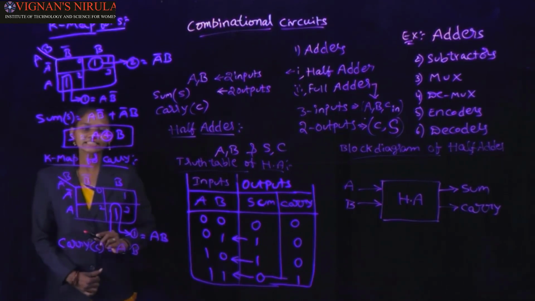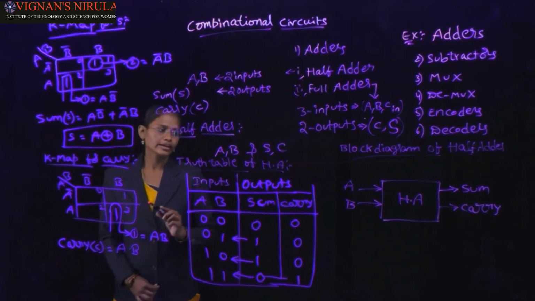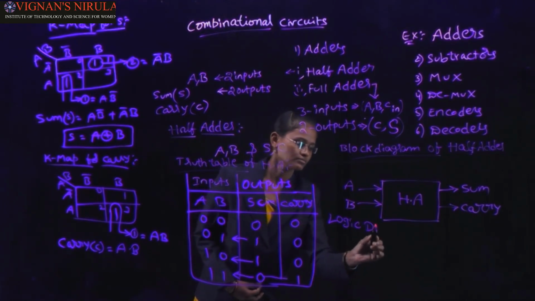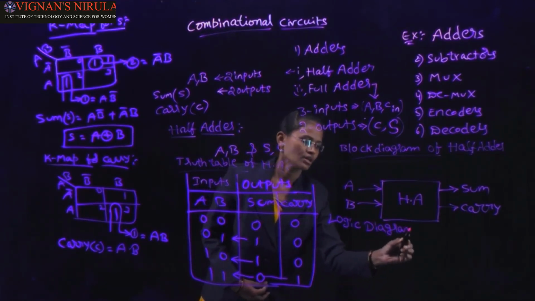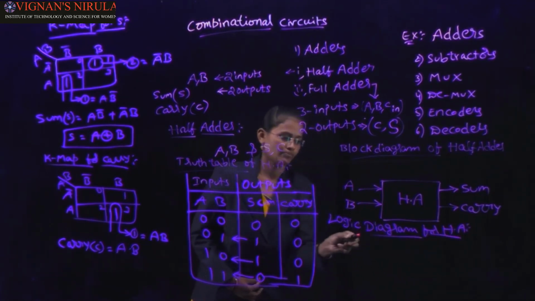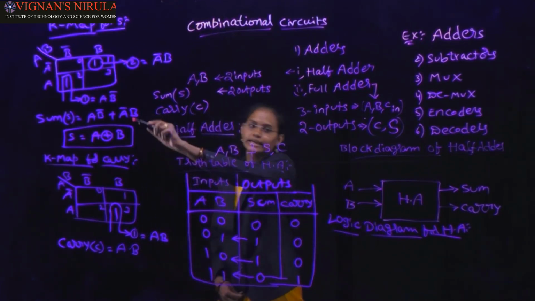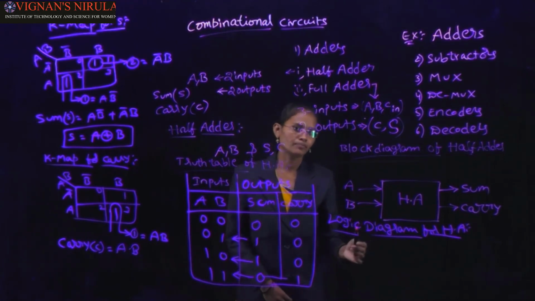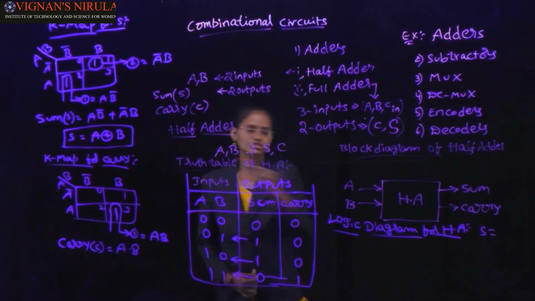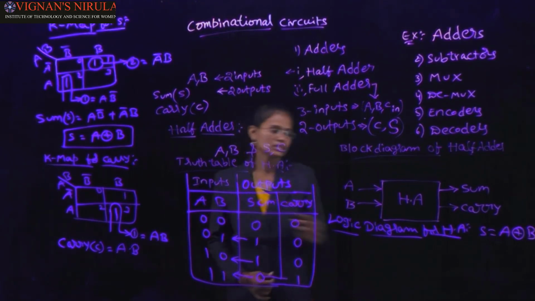Next draw the logic diagram for the half adder circuit. How do we draw the logic diagram? By using the K-map equations. Sum is equal to A XOR B, and carry is A into B.